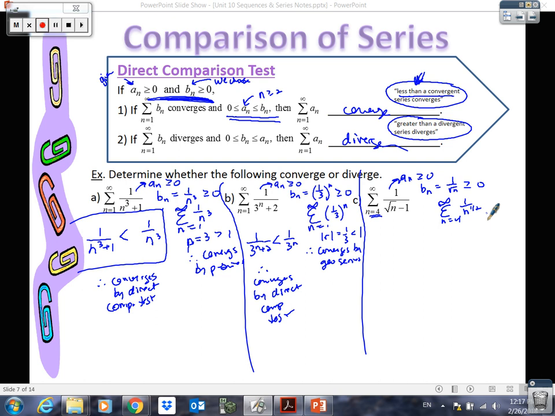So that is a p series, right? P is 1/2. 1/2 is less than 1. Therefore, what do we know about a p series whose p is less than 1? It diverges. So therefore, diverges by p series. Okay, diverges by p series. So we have that part solidified.